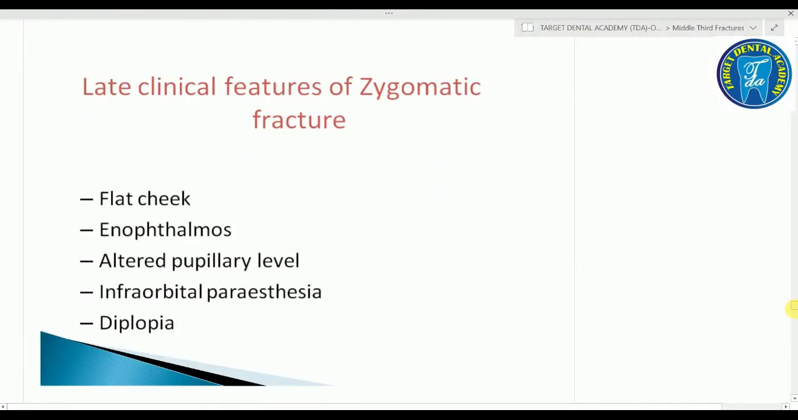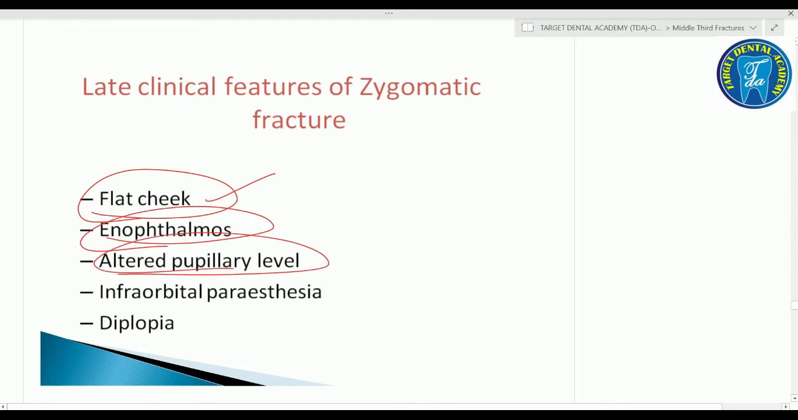Now coming on to the late clinical features, you can see flattening of the cheek, or the flat cheek, enophthalmos, altered pupillary level, infraorbital paresthesia and double vision, which is diplopia.